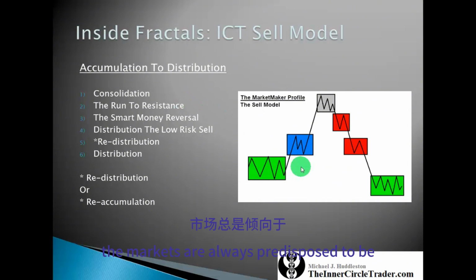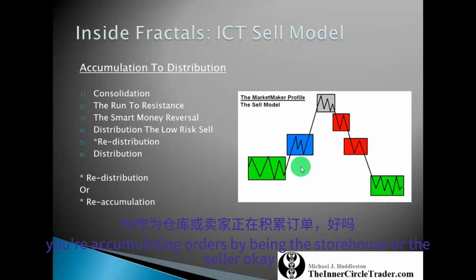Okay, the markets are always predisposed to be sellers. So they're going to sell, sell, sell, sell, sell, and by selling, they are accumulating. And that's hard for some of you to grasp, but you got to look at it from an institutional side. You're accumulating orders by being the storehouse or the seller.